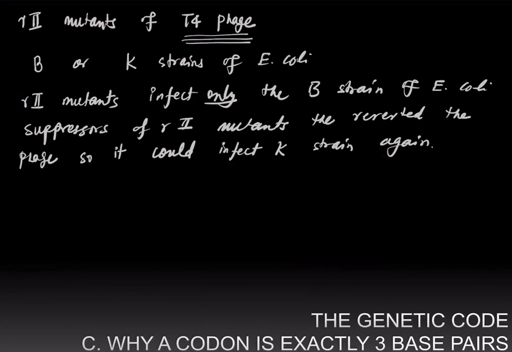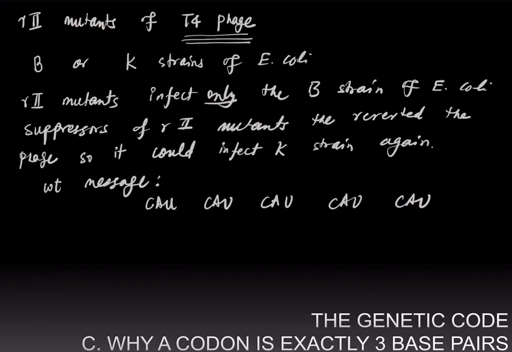Now, the analysis of these mutations showed that these R2 mutants were either insertions or deletions in the relevant genes. So, for example, if we have a wild type message like so, it would code for, assuming that a codon is 3 base pairs, histidines.